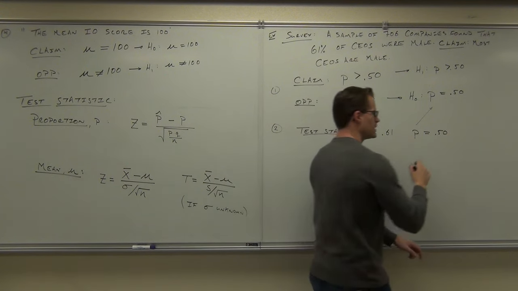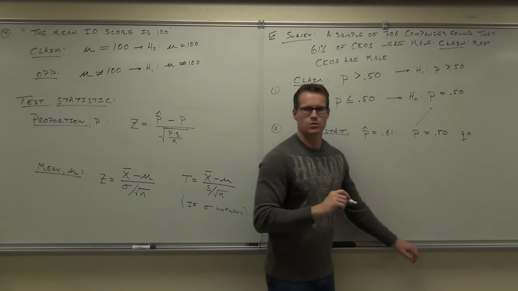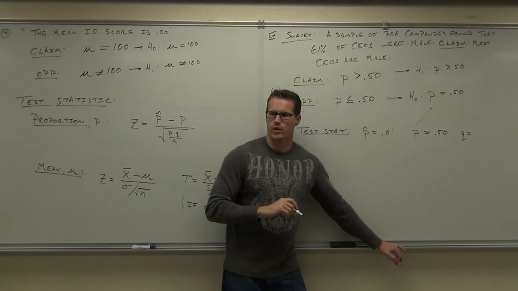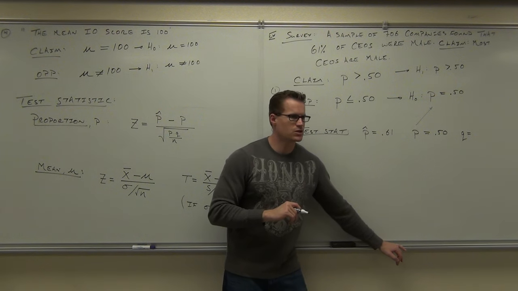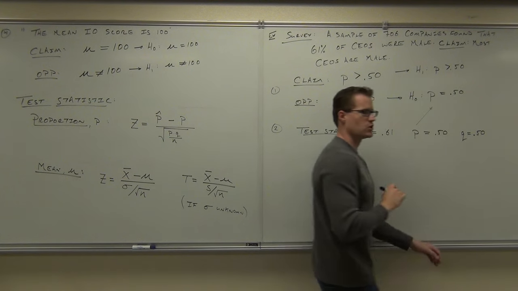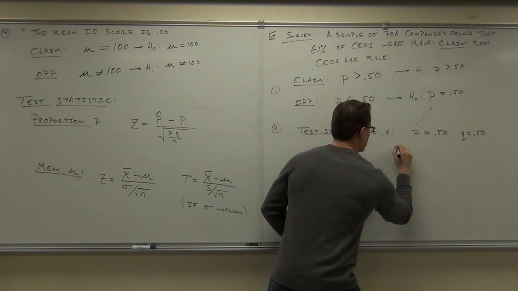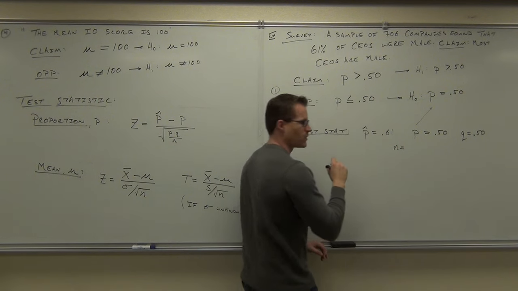If your p is 50% or 0.50, what's your q? 0.50. Is it 0.39? No. Is it coming from your p hat? No, these two things work together. Do you remember how to find your q from your p? Take 1 minus p. And the last thing we need to know is just our n. Our n is our sample size. In this case, it's what?